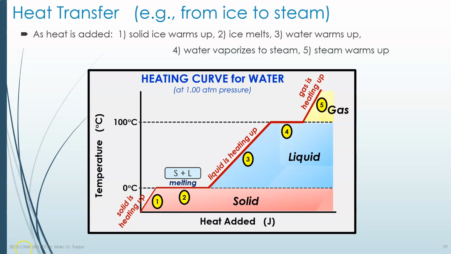Then when you get to step 4, the beginning of step 4, it's all liquid, and it's transitioning to become gas in a process called vaporization or evaporation or boiling. And there, again, it's a mixture of liquid and gas until you're all gas at the end of step 4, and now the gas just heats up.